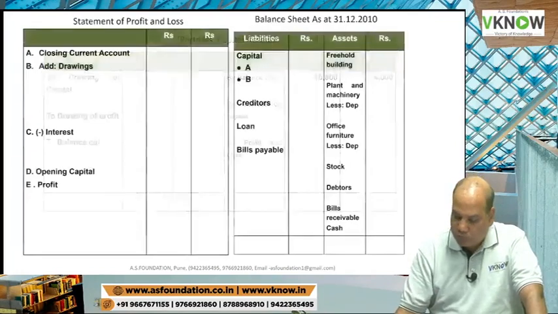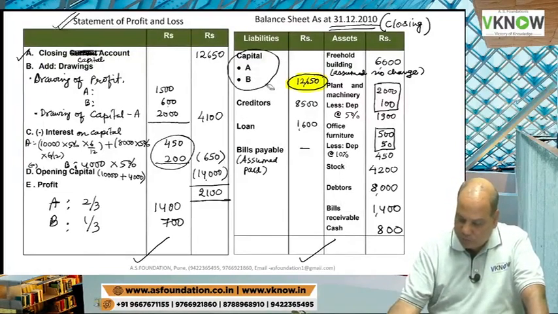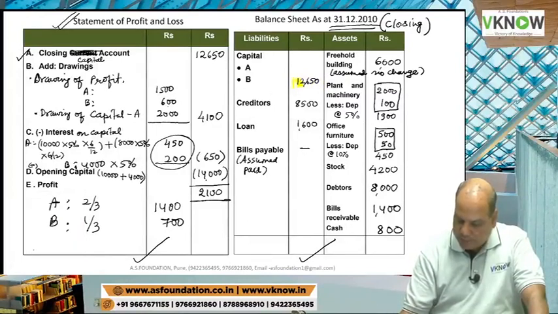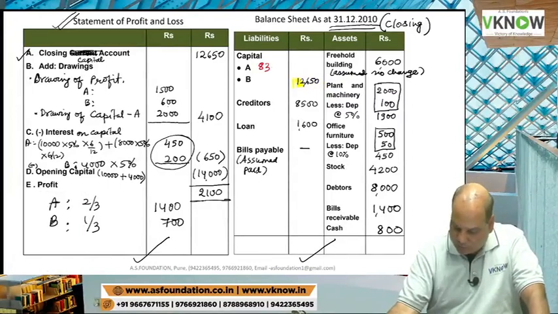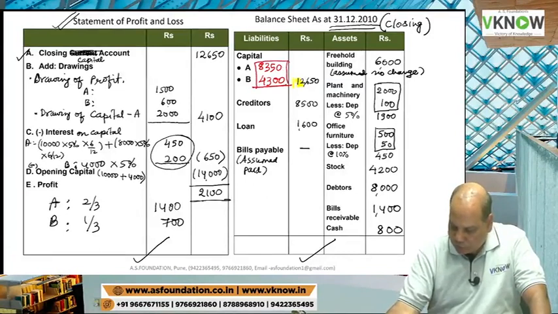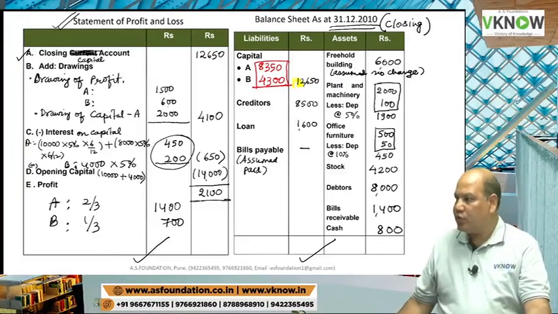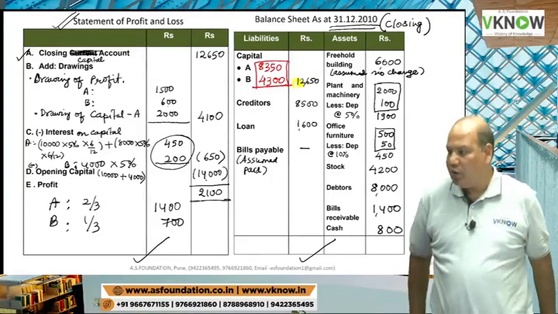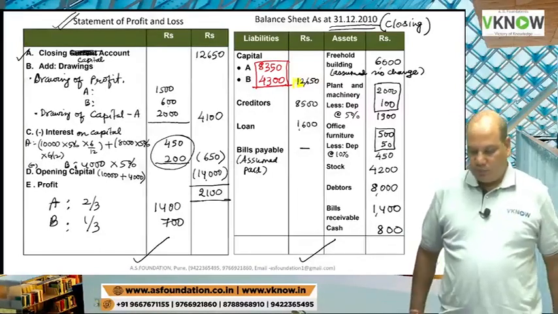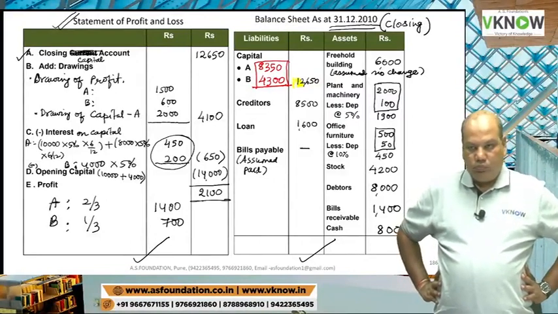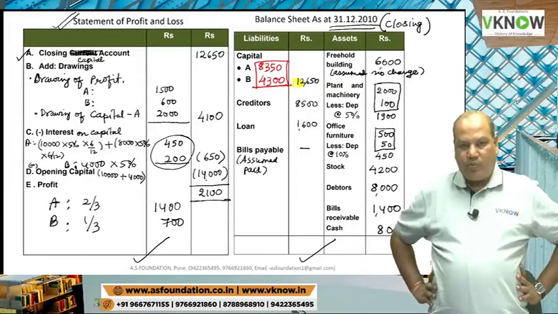Right? So we'll come to the balance sheet now, one last time. Write down capital. A, write down 8350, and B, write down 4300. For cross check, the total of these two should be 12,650. Very good. The total of A and B is 12,650.